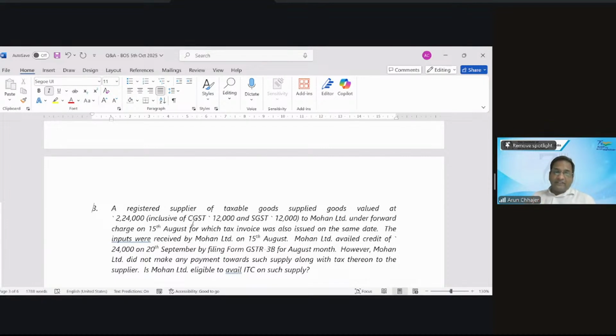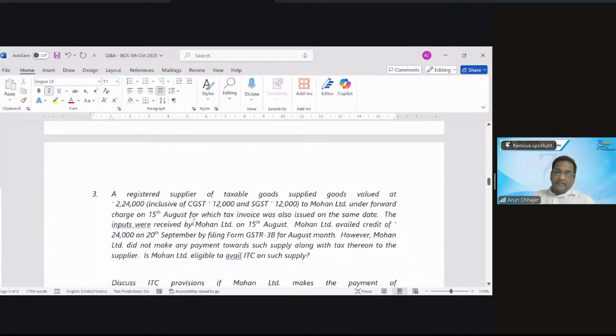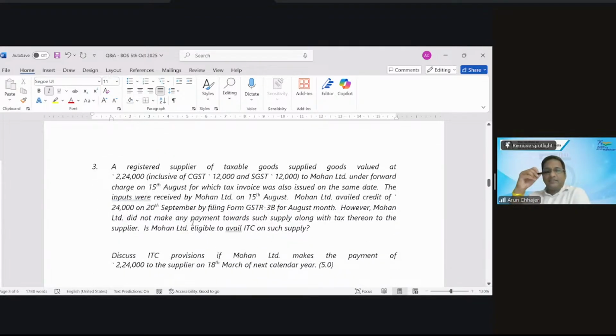Which provision will you cite? What will you write in discussing the ITC provision if Mohan Limited makes the payment to the supplier on 18th March?